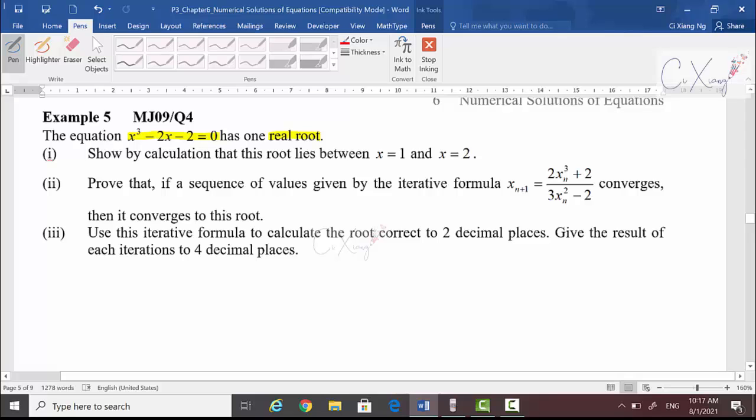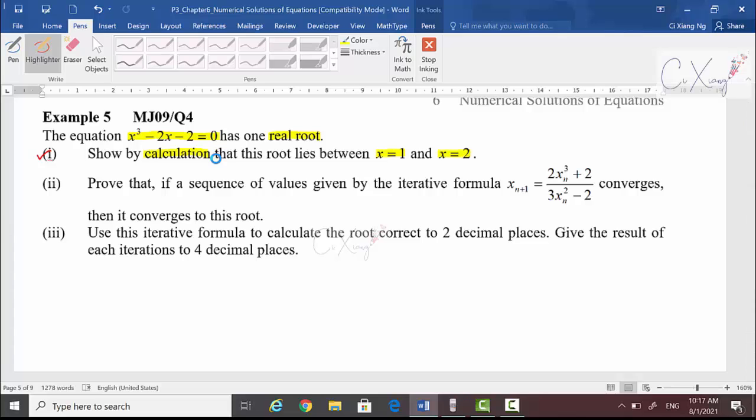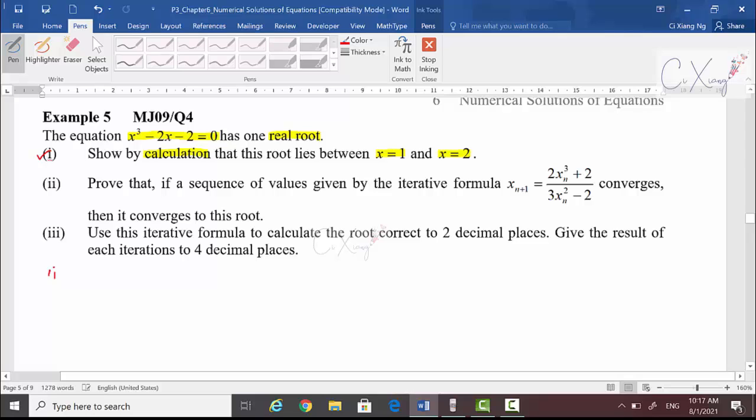So first, they ask you to show by calculation that the root lies between x equals 1 and x equals 2. If you look at this question, they want you to show it by using calculation. So that means you need to apply the sign change method to complete this one. If you want to test your understanding, you can pause the video here and try with the sign change method that you learned before first. Then after that only you come back and check the answer.